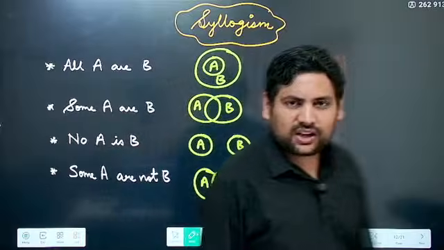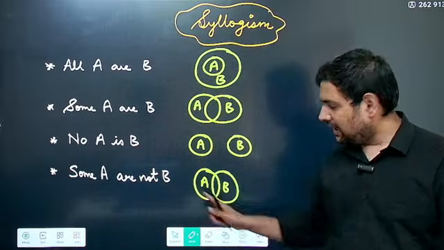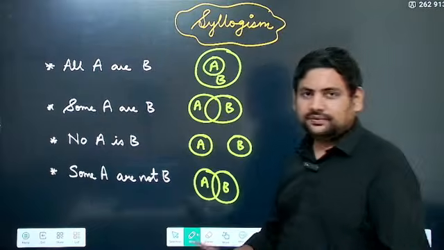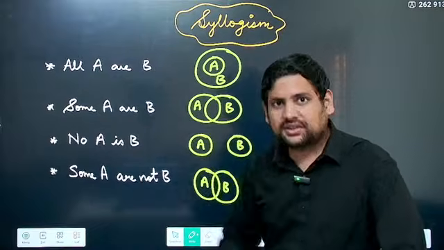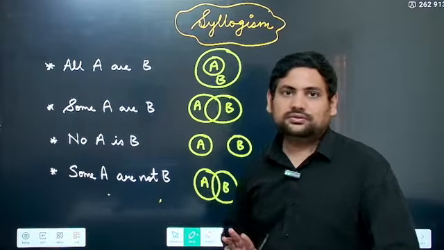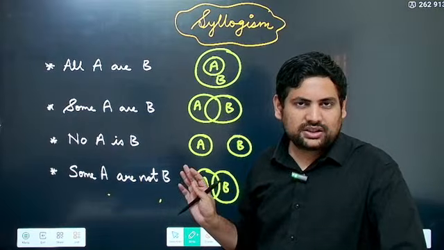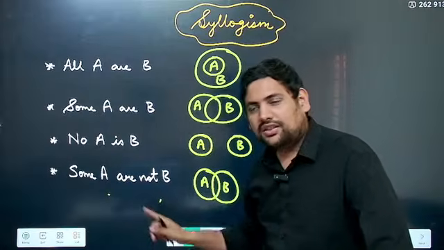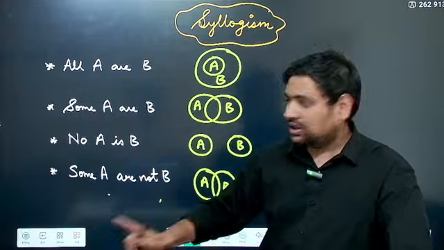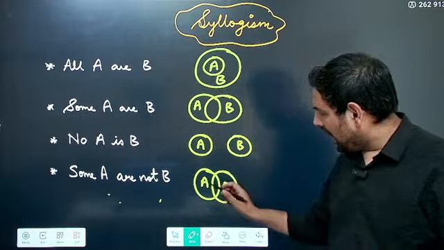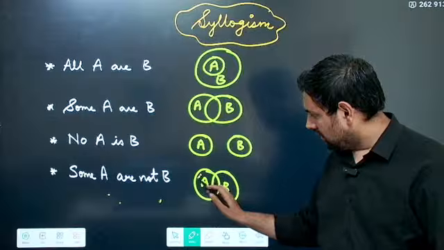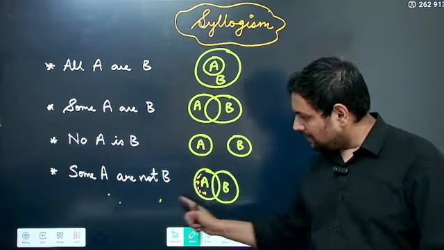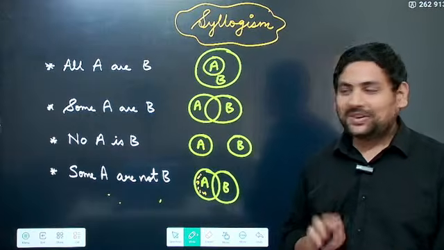Now some people get confused here. See, some A are not B. I only have to ensure one thing, that there must exist some A which are not B. I don't care about others. I just want very little, some 1, 2, whatever A, that should not be B. That is the only requirement of this sentence. So do I have some A which are not B? Yes. This part of A is not B. So this is the diagram for some A are not B also.